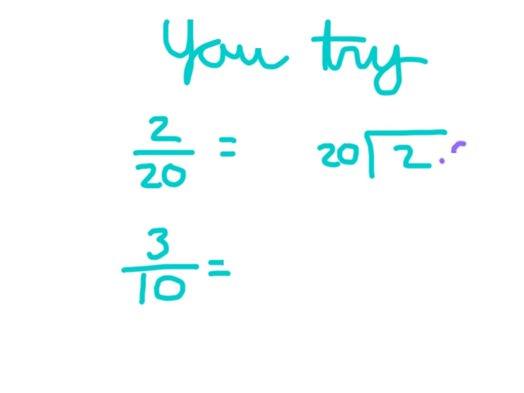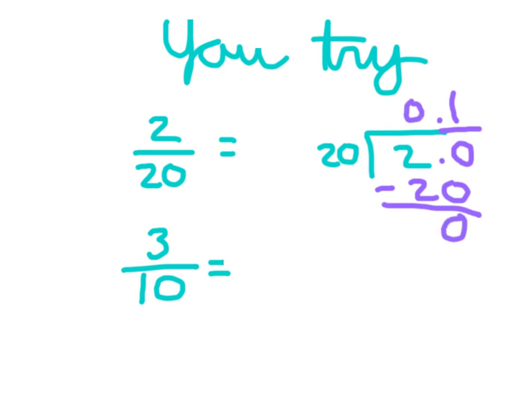All right, I showed you my work right here. Add a decimal point and a 0. 20 goes into 20 one whole time. 1 times 20 is 20, and 20 minus 20 is 0. Decimal point comes straight up. 0.1, expressed as a percentage, is 10%. 0.1 is equal to 0.10, which is 10%.